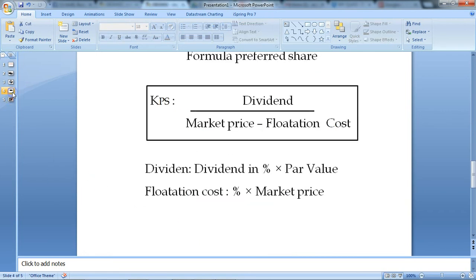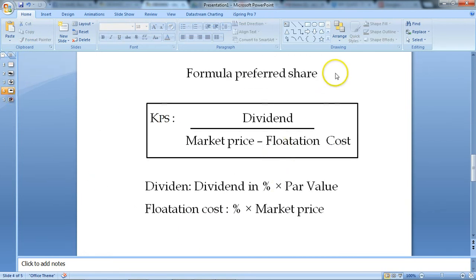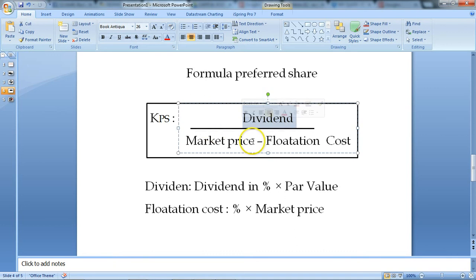Next, this is your formula for preferred shares: dividend, market price, and flotation cost. Class, remember the characteristic of preferred shares. When you issue preferred shares, you need to pay the investor a fixed dividend payment. So the cost is the fixed dividend divided by market price minus flotation cost. The question will sometimes give you the market price. Sometimes the question gives it in terms of discount or premium, so you need to calculate the market price. I will teach you later in the exercise.